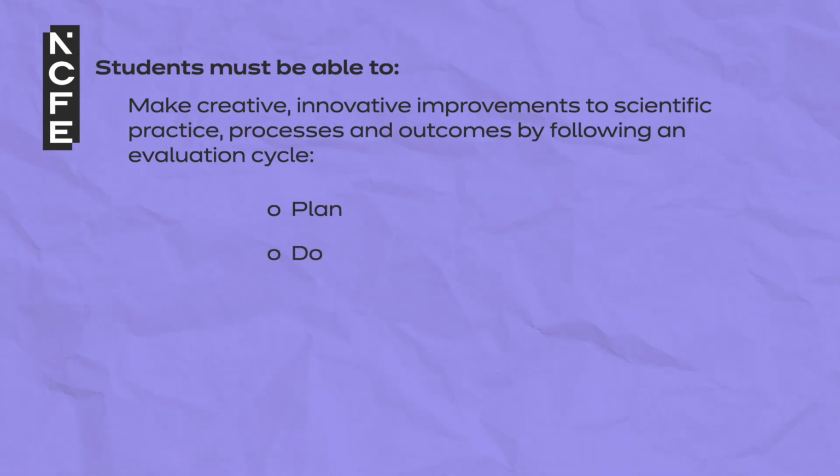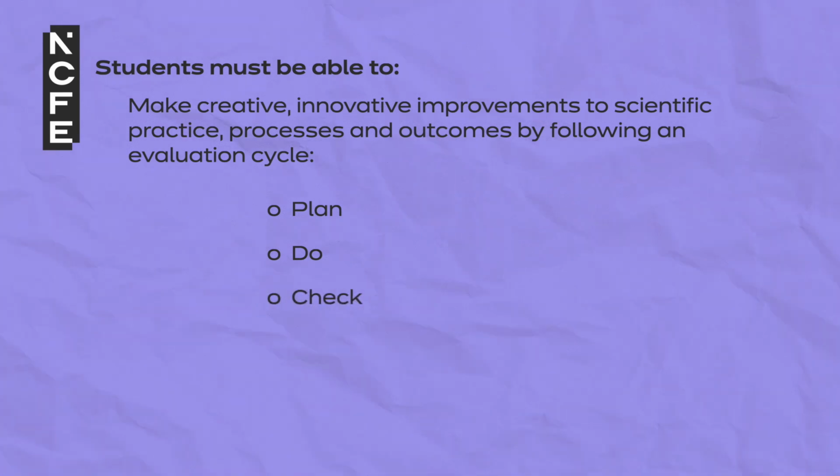Do, by using their knowledge of context to find appropriate and approximate solutions and then implement the improvement. Students should also be able to record their results systematically, organising and recording any relevant data. Check the effectiveness of the improvement by analysing the data and results against any desired outcome. Act. Students should finally review the improvement and be able to recommend next steps.